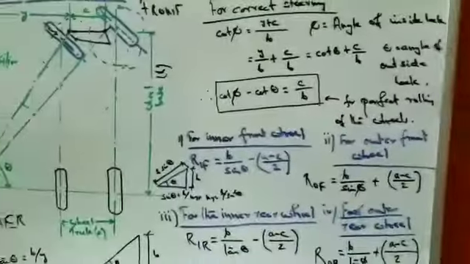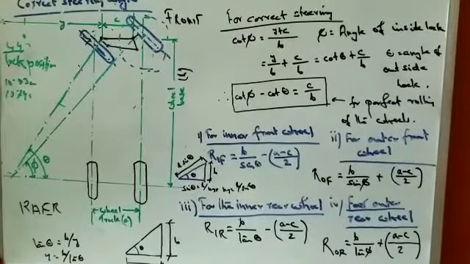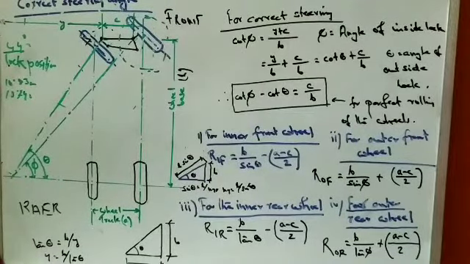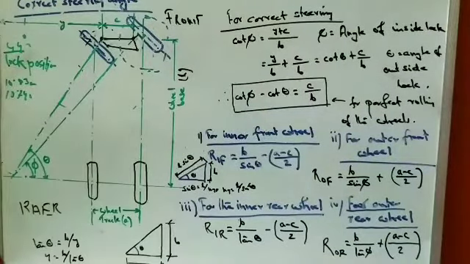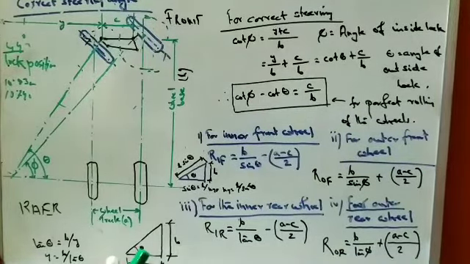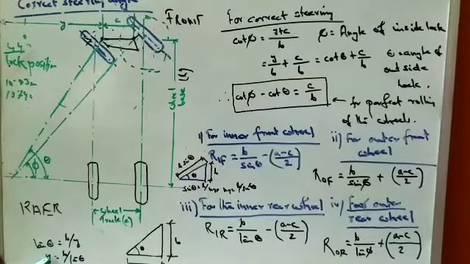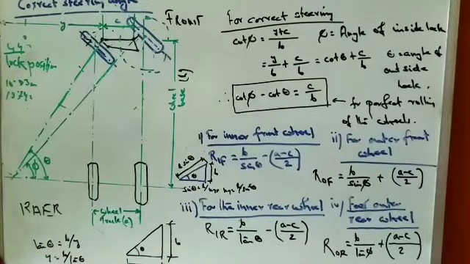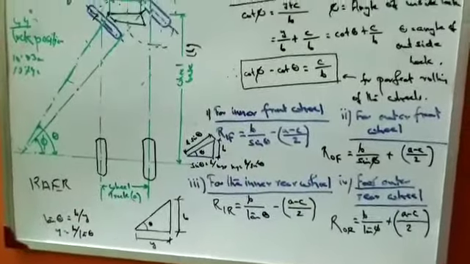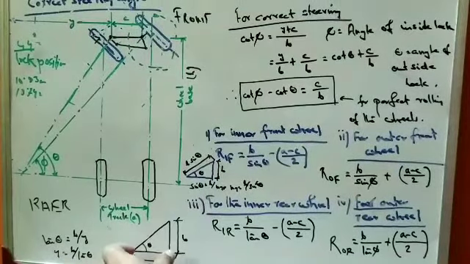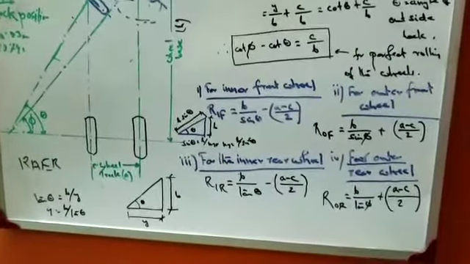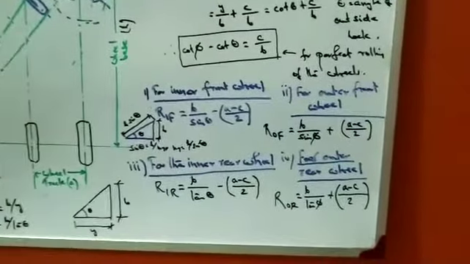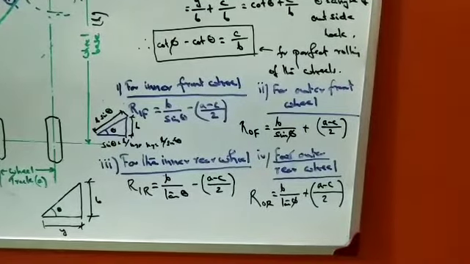Now for the inner rear wheel, the radius is given by b tan theta. Tan theta means basically this component. Tan theta is equal to b by y, so y is equal to b by tan theta, and this region is y. So for the inner rear wheel, RIR is given by b tan theta minus (a minus c by 2), and for the outer rear wheel it is given by b tan theta plus (a minus c by 2).